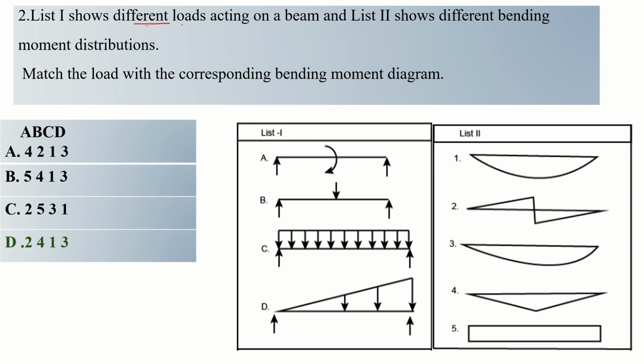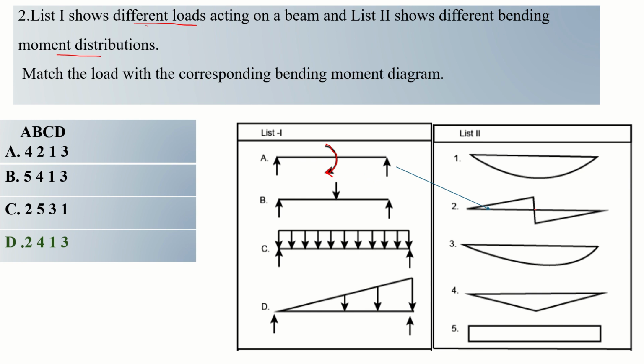List 1 shows different loads acting on a beam and list 2 shows different bending moment distributions. Match the load with the corresponding bending moment diagram. In a simply supported beam, one moment is there and its bending moment diagram is this one.